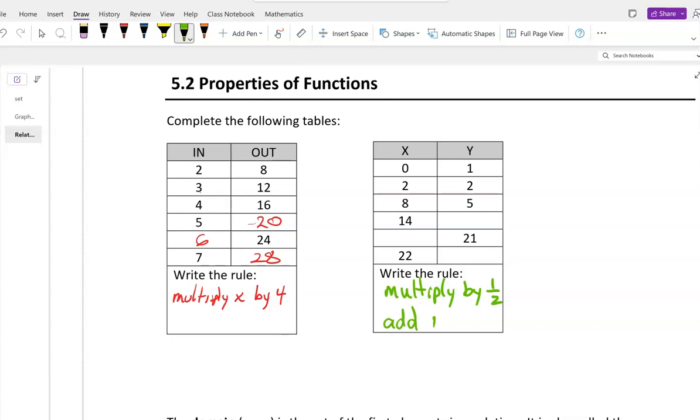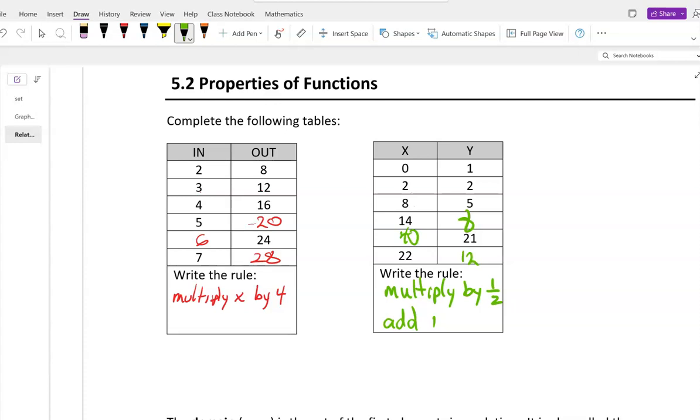Okay, so multiply 0 by a half, it's still 0, add 1, we get to 1. Multiply 2 by a half, you get 1, add 1, you get 2. Multiply 8 by a half, you get 4, plus 1, you get 5. So this would be multiplied by a half is 7, plus 1 would be 8. That means we must have had 20 here. No, wait, not 20, 40. And if I multiply this by half, I get 11, plus 1, it would be 12.